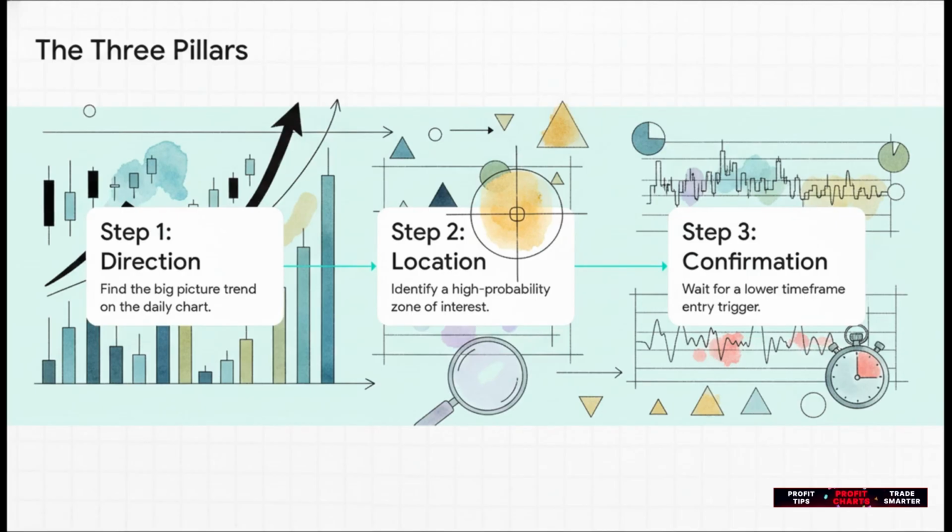We start out macro with direction on the daily chart. Then we zoom into a specific location where we're expecting a reaction, and finally we get micro and wait for that confirmation on a lower time frame before we put any of our money on the line. Let's break each one down.